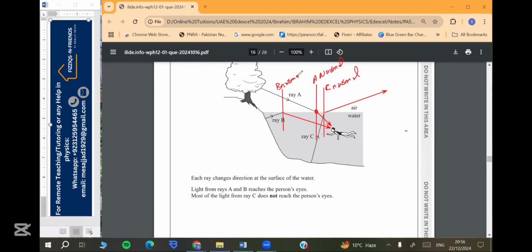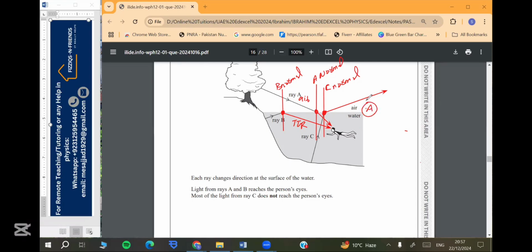So here the light is totally internally reflecting, TIR. Here the light is bending towards the normal because it is coming from air to the water. Water is dense, air is not dense. So the ray is bending towards the normal. Actually the path was like that, but it is moving towards the normal. So we have to explain the path for each of the rays A, B, C. Let's talk about A first.